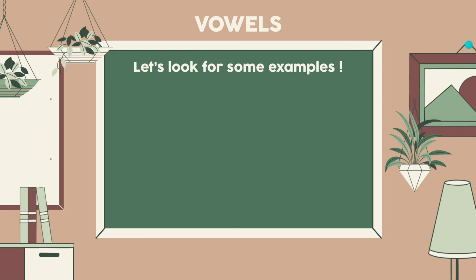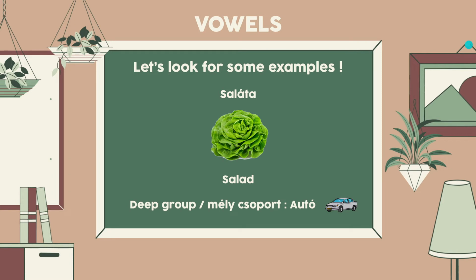The next example we're gonna have is saláta. But why is saláta gonna be in the deep group? Because we have 3 vowels, right? O, A, and O at the end. And as I told you, if the vowel is short or long, that's quiet anyway, it doesn't make any difference. And this is why saláta is gonna be in the deep group.